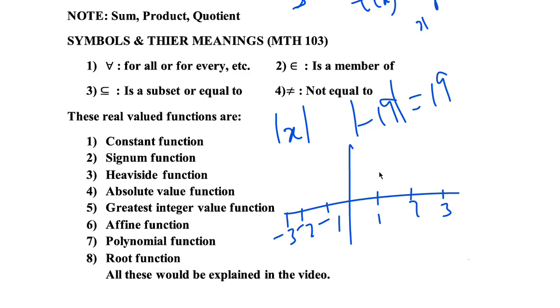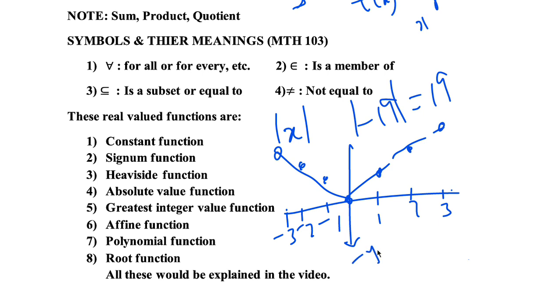The absolute value of 1 will be what? 1. Absolute value of 2 will be 2. Absolute value of 3 will be what? 3. Absolute value of minus 1 will be what? Still 1. Absolute value of minus 2 will be what? 2. Absolute value of minus 3. Absolute value of 0 is what? 0. So you can see that it's kind of V-shaped in nature. Do you understand? So the graph does not go to the negative y-axis. All the outputs are always positive.